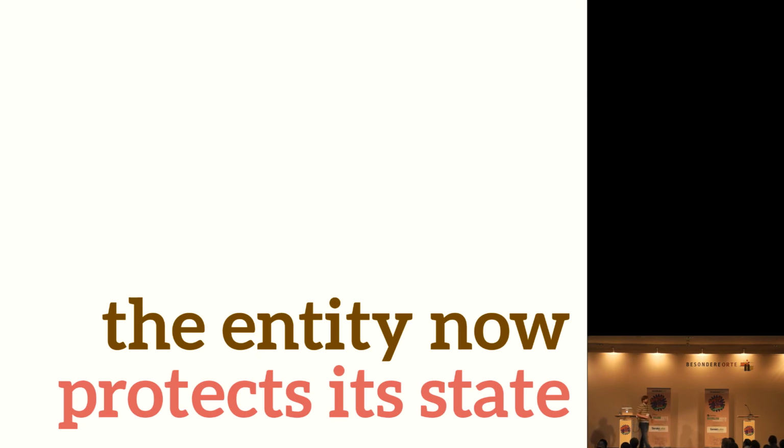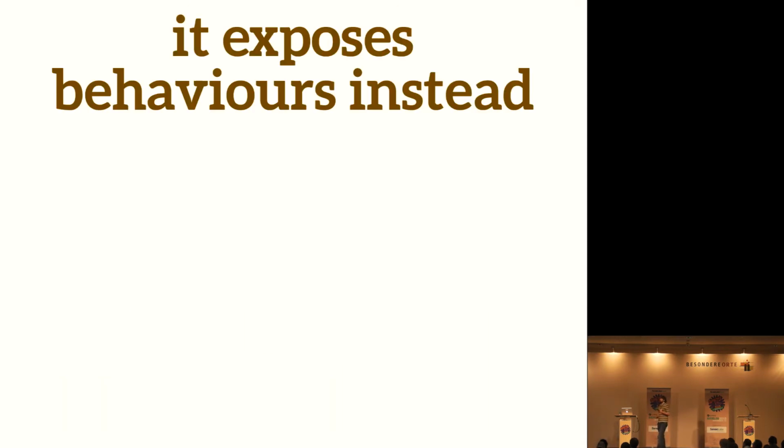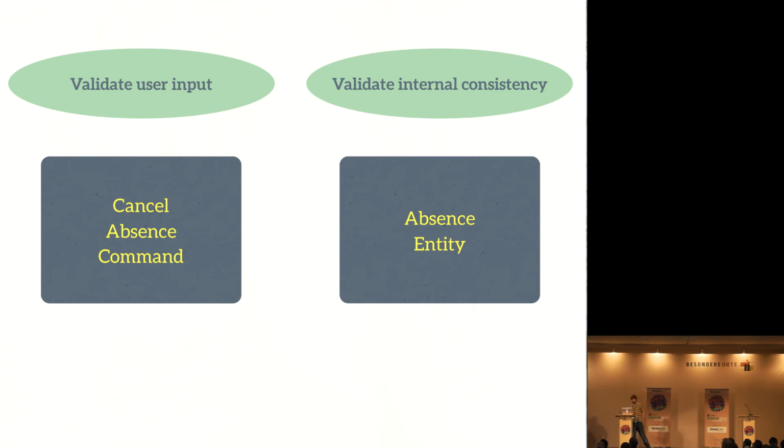So the entity now has this responsibility for protecting its state and just exposing behaviours instead. It's just going to tell us what you can do with it, not here's all my properties, just make sure you leave them in a consistent state. And we separate two other responsibilities that we tend to conflate in applications, and that leads to complexities like validation groups. There are two things we're doing.